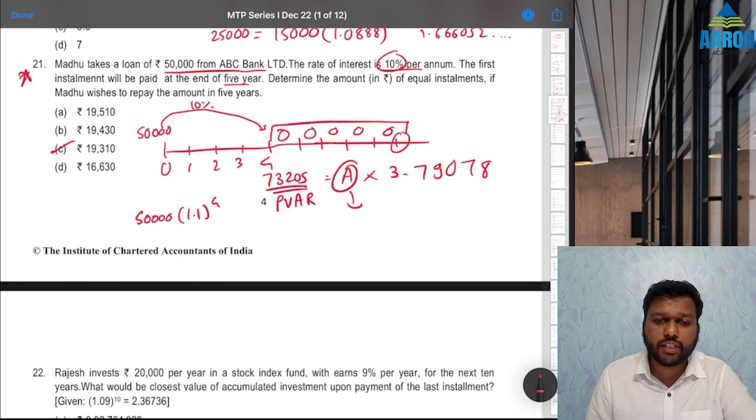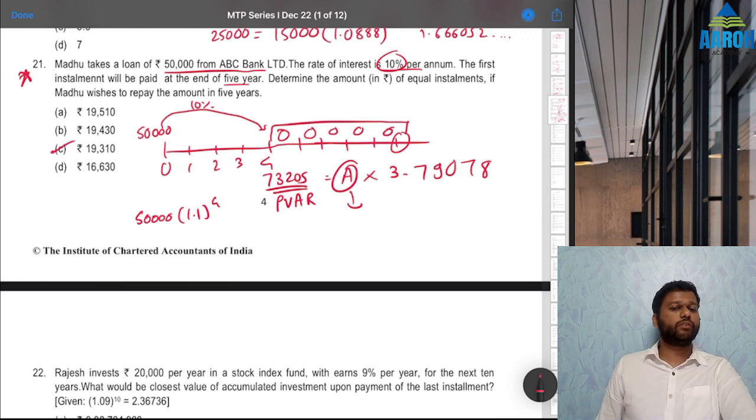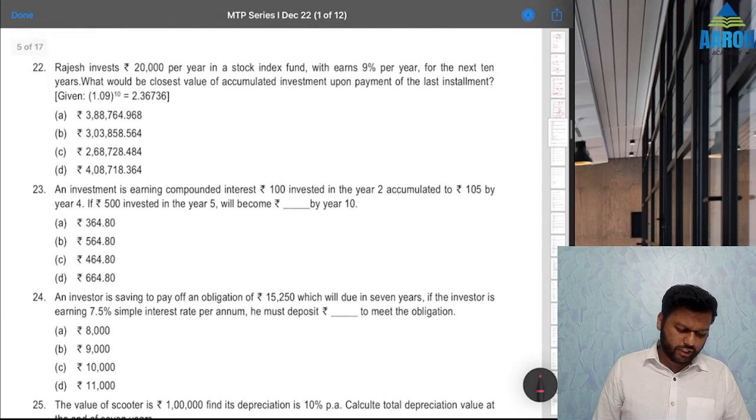19,311, or option C, is the correct answer. This was a very good and complicated question. So I hope you have understood it properly. If not, let me know in comments.